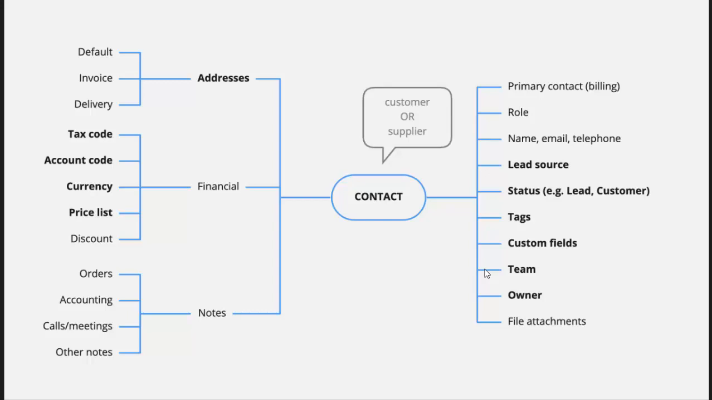The contact owner is usually the account manager, a staff member. Any notes manually added to the contact will be emailed to the contact owner to keep them in touch. And then finally, you can attach files to a contact, perhaps a pricing agreement or a signed contract.